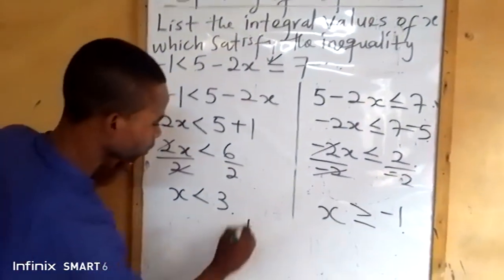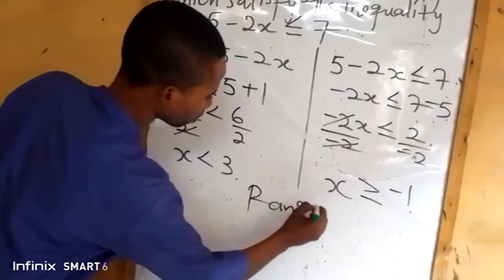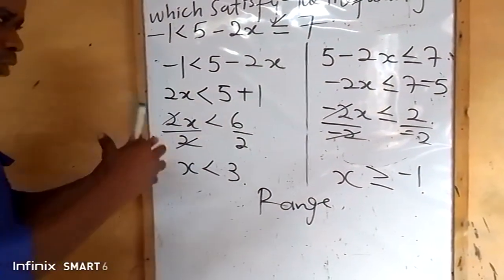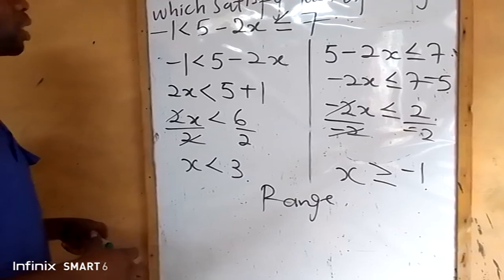Now we want to write the range. How will you write the range? Look at the two inequality answers. We want to join them together as one. That's what I mean by range.